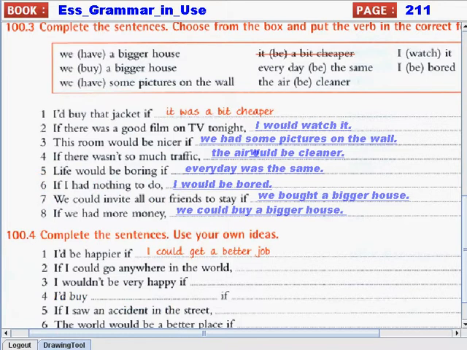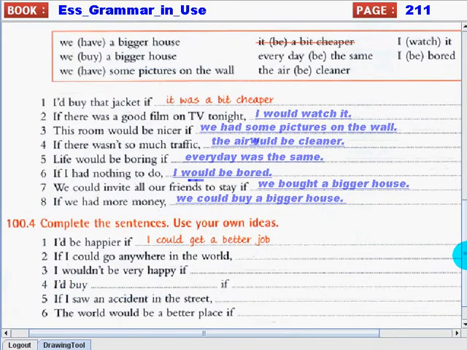By the way, our verb here is would. And bored, the word bored, served as our adjective. Okay? Number 7. We could invite all our friends to stay if we bought a bigger house. Number 8. If we had more money, we could buy a bigger house. The word would is also applicable.